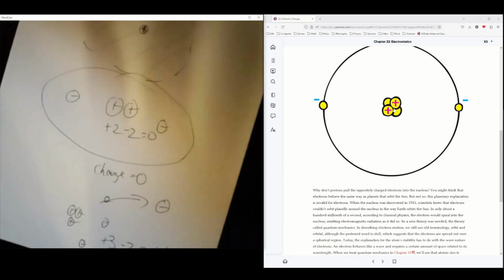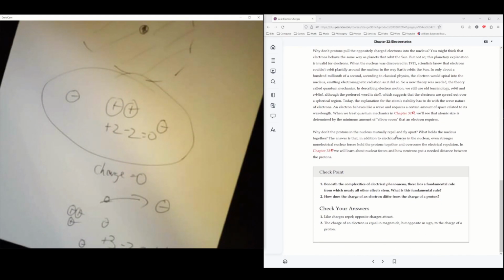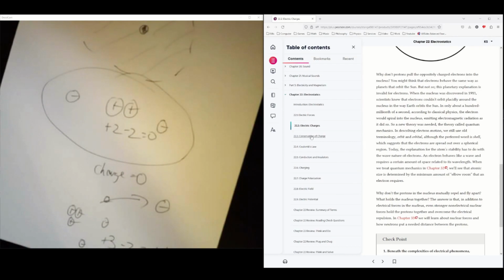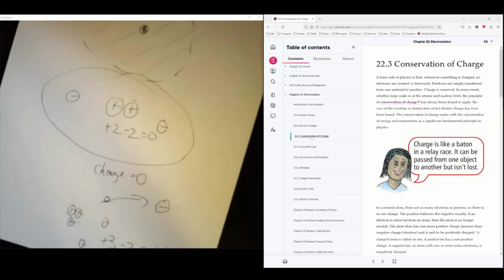So just throwing it out there, that's not in any homework questions or anything, but if you're wondering how those plus charges actually stay together when they're repelling each other, well, that's because there's another force, the strong nuclear force, that then overcomes the electric field to hold those together. So that was 22.2, conservation of charge.